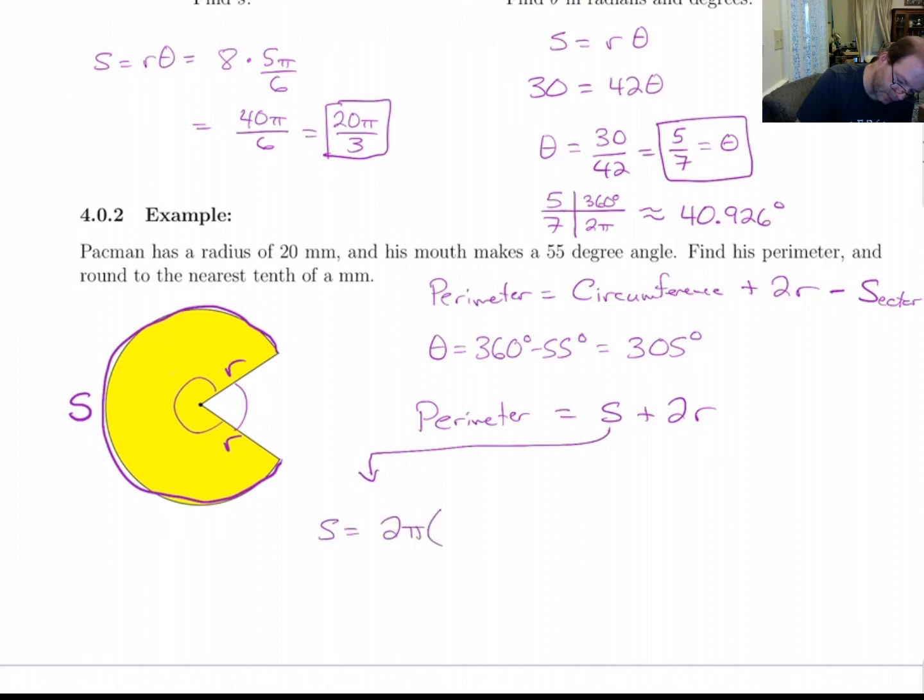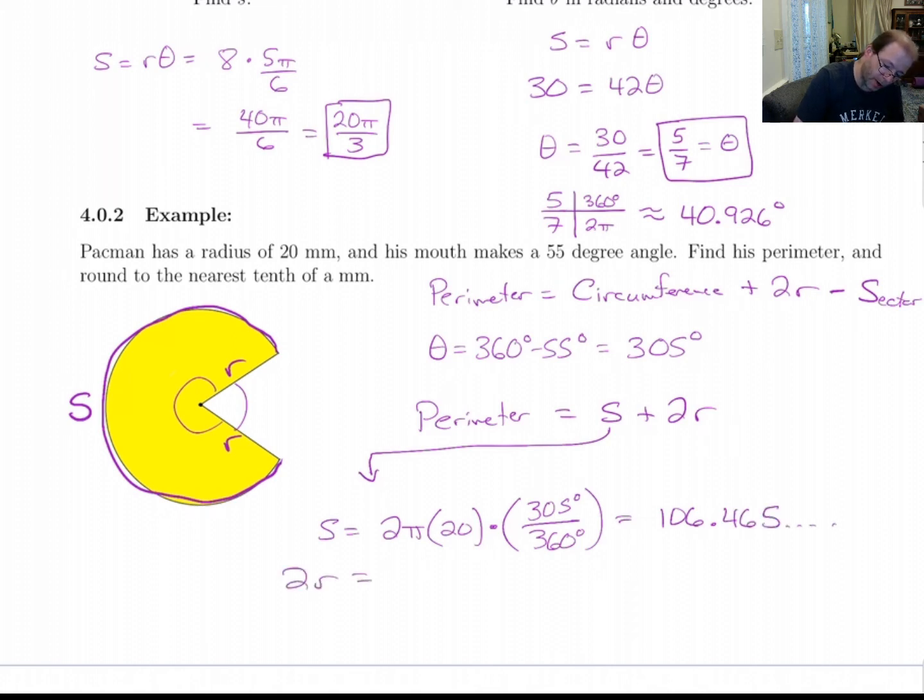It's 2 pi times the radius. Now that would get you the entire circumference of the full circle. But what I would do is I would say 2 pi times that, and then the part of it that we're interested in is 305 degrees of the 360 degree circle. So let's see, 305 over 360 times 2 times pi times 20. All right, this gives me 106.465.